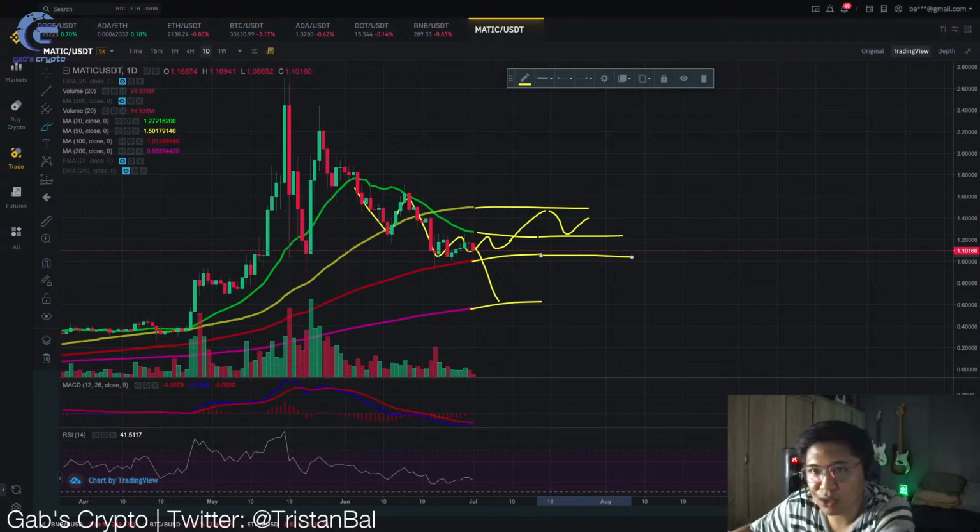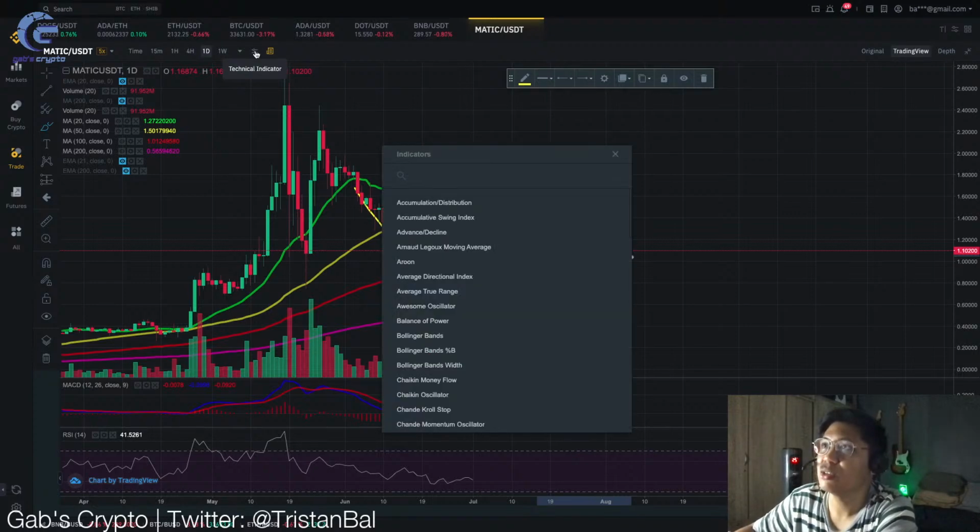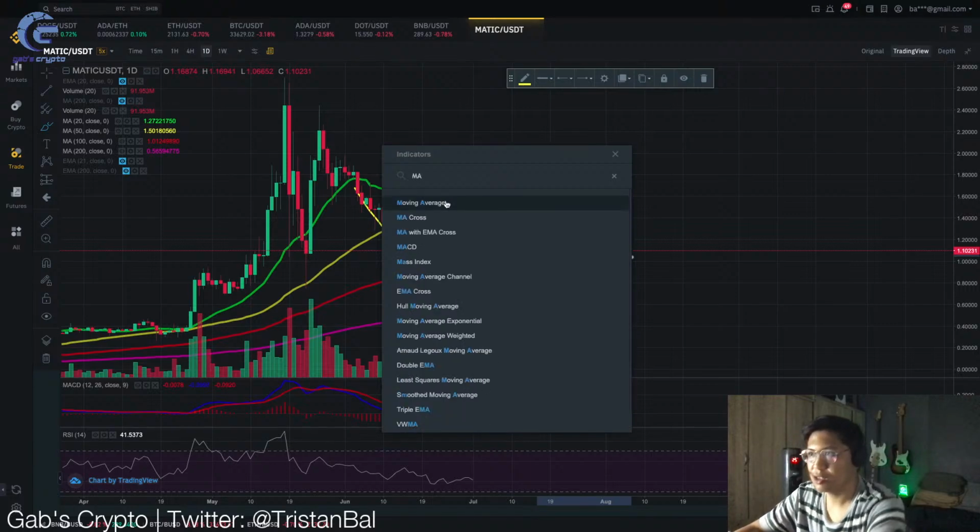Question: any good altcoins for the long term? Ethereum for me, and Cardano. How do you put many MAs on Binance? You can click on technical indicator, then type moving average, and then just keep clicking.